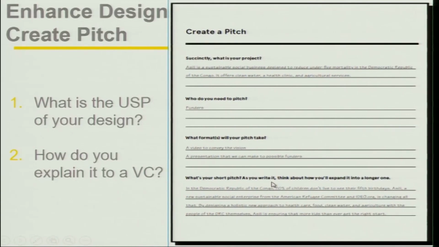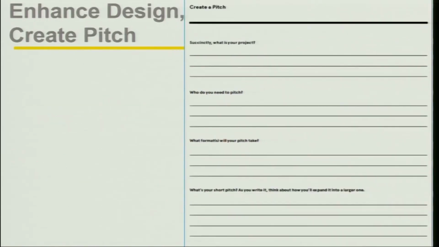What's your short pitch? In the Democratic Republic of the Congo, 20% of children don't live to see their 5th birthdays. Asili is a new sustainable social enterprise from the American Refugee Committee, and it's changing all that by designing a holistic new approach to healthcare, food, clean water and agriculture with the people of the DRC themselves. Asili is ensuring that more kids than ever get the right start. So this is your initial pitch. Okay, so using this template you can try to create that pitch.